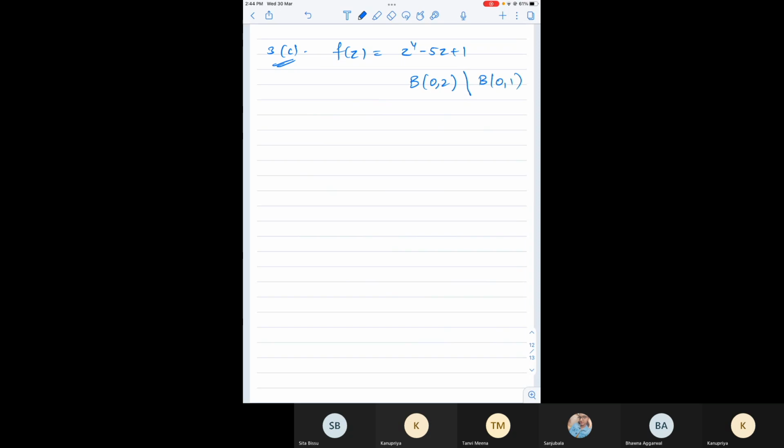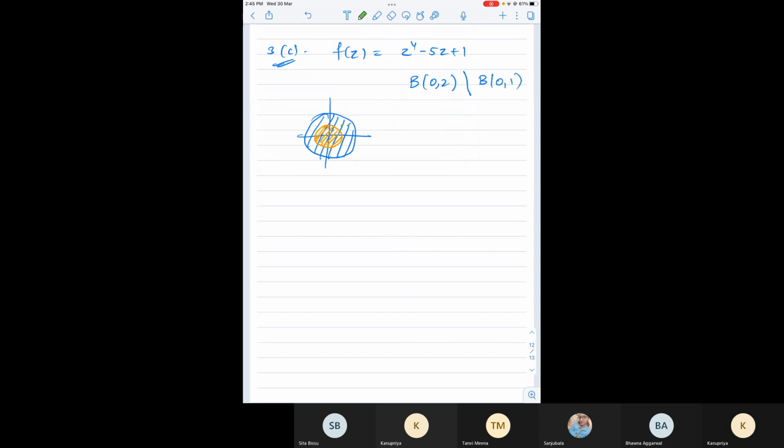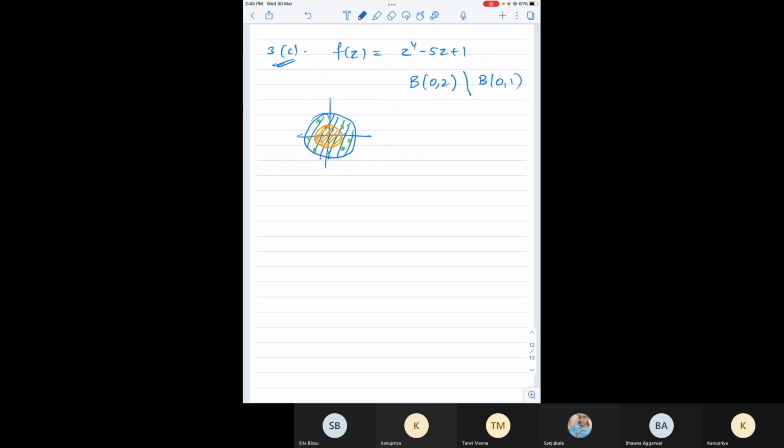So first of all, you will calculate all the roots inside this ball of radius 2, and then you can subtract all the roots inside this ball of radius 1. You will get all the roots which are here. Right? So first of all, calculate the roots inside the ball of radius 2. For that, what will be the G function?